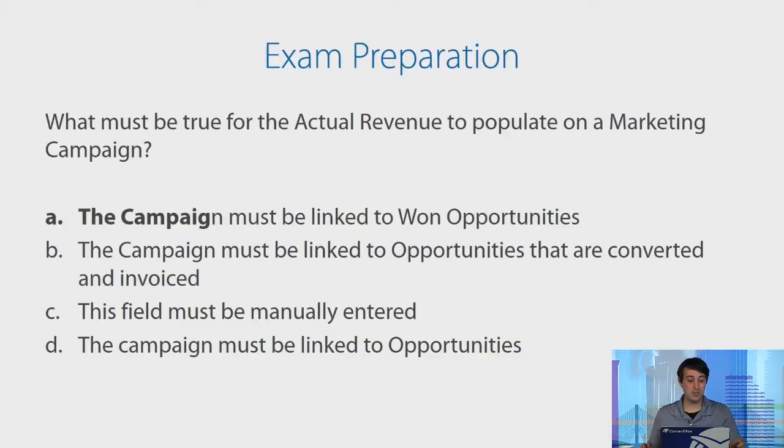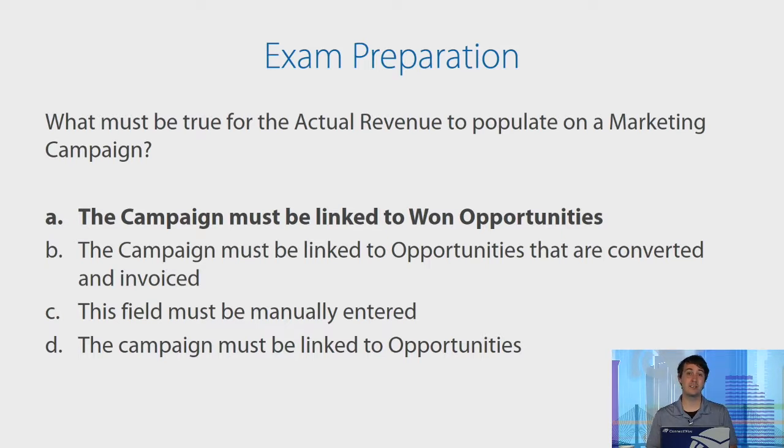And we were mostly correct. It is going to be the campaign must be linked to won opportunities. And the fact that they've been won is key here. Yes, you want to make sure that every opportunity is being linked back to a campaign, and having any open opportunity linked to your campaigns is good, but for that revenue to show up as actual revenue, the opportunity has to have been marked as won.